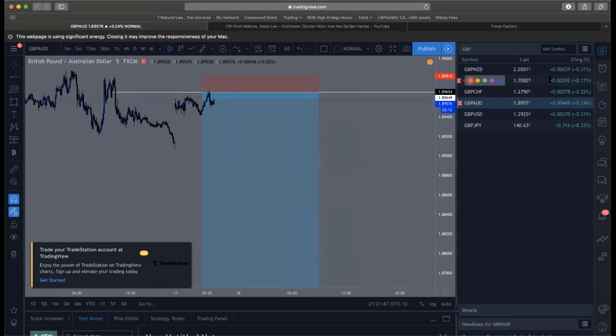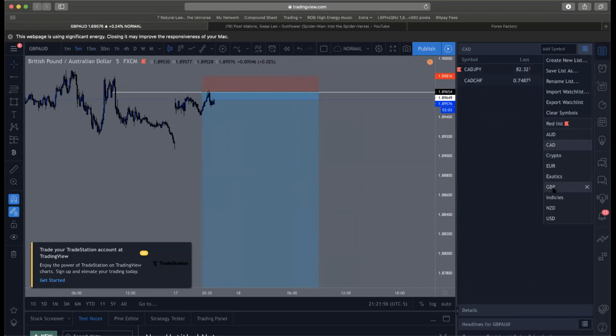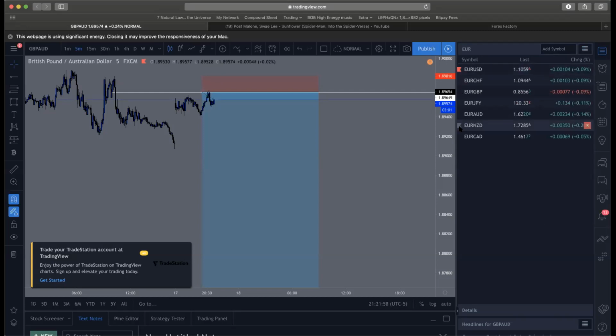GA. So looking at GA, GCAD, and GJ. What other pairs did we talk about? We talked about CAD JPY, EU, and ECAD, USD CHF, USD CAD, and the DXY.